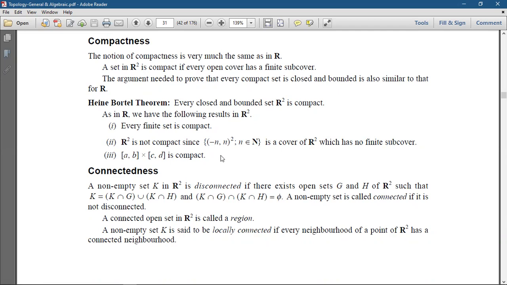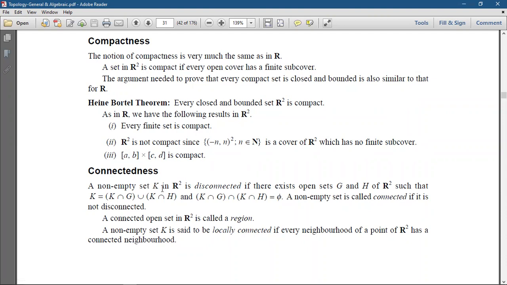Now, for the connectedness, we first define disconnectedness, and then we say that a non-empty set is called connected if it is not disconnected. Or simply we can say, when we take any two points in a set and join these two points, all points lying on this line must be inside that set, then the set is said to be connected, and this is valid for all points inside that set.